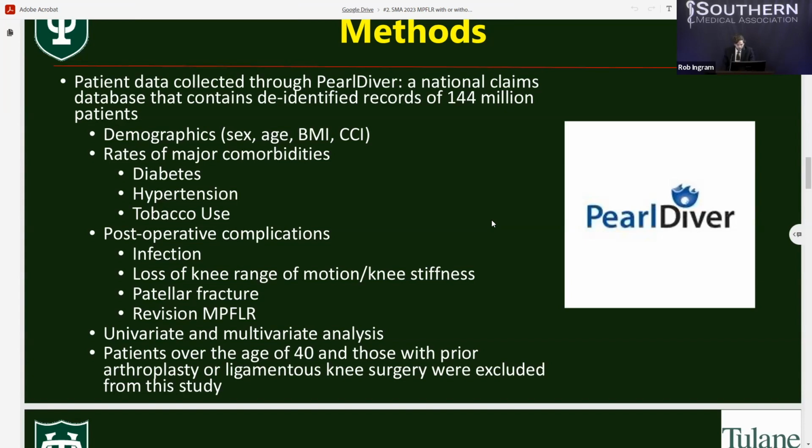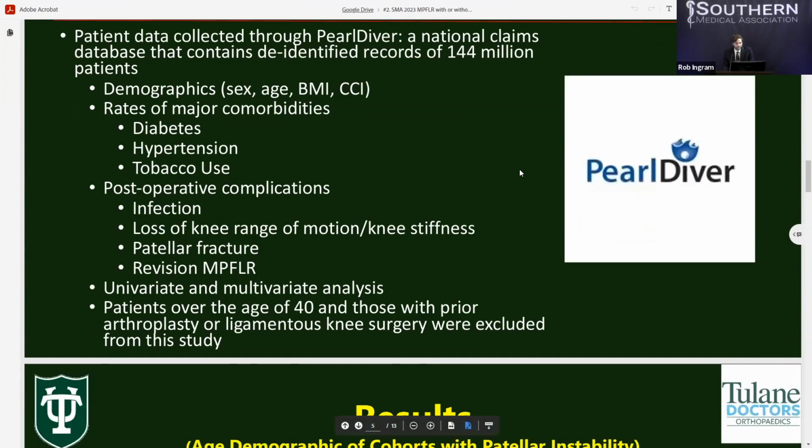Each patient cohort was queried for baseline demographic data and clinical characteristics such as age, sex, Charlson Comorbidity Index, and rates of diabetes mellitus, hypertension, and tobacco use. Rates of postoperative complications at 1 and 2 years, such as infection, knee stiffness requiring operative intervention, patellar fracture, and revision MPFL reconstruction, were compared via univariate analysis and multivariable logistic regression.